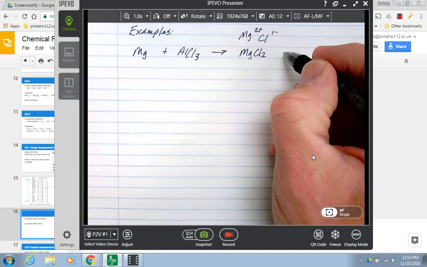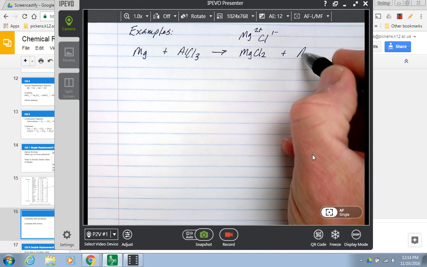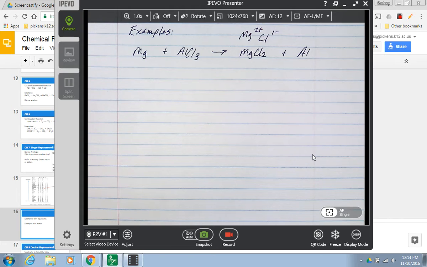And then what's going to be the other product? The other product is going to be the aluminum metal. And when it's aluminum metal, you don't need a subscript or anything like that.